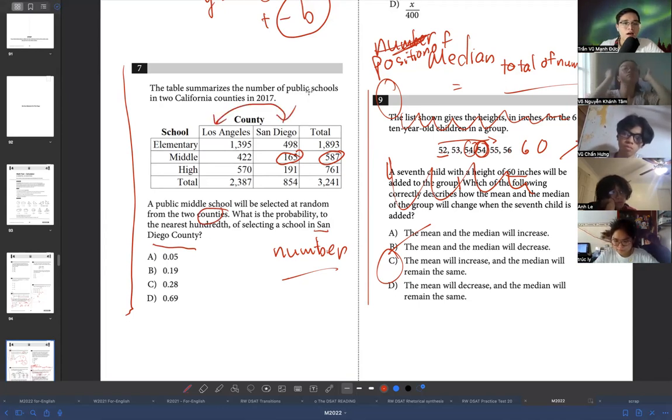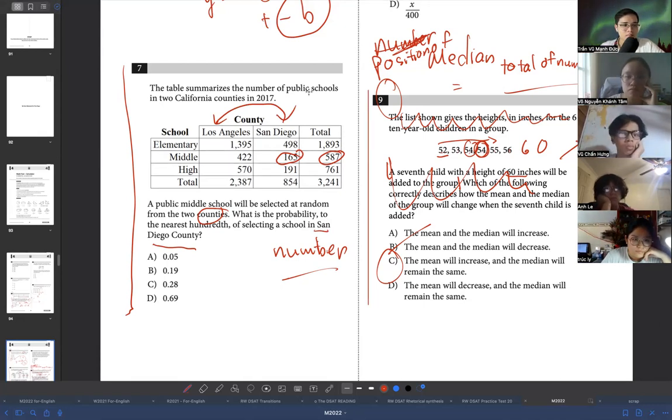What if they say a public middle school would be selected at random from Los Angeles County? What is the probability to the nearest hundredth of selecting a school in San Diego County? Can you answer it? If I replace this with Los Angeles.